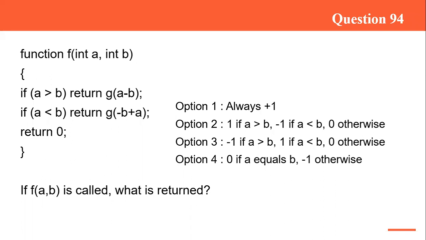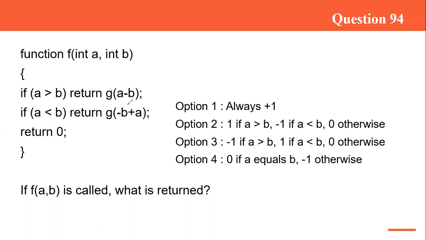Majority are saying option 2, but 1 or 2 people have said option 1 also. How come? One thing is for sure. It will never always return 1 or always return -1. That's for sure, right? Because if the values are the same, it is going to return 0. That's anyway true. So we have to think. See, option 1 will never be the answer here.